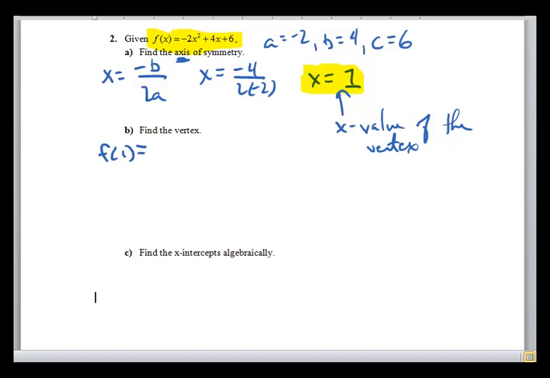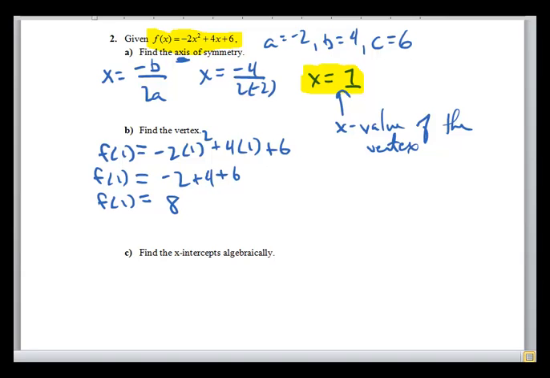So I'm going to do f of 1, and that's going to give me negative 2 times 1 squared plus 4 times 1 plus 6. And this is going to be negative 2 plus 4 plus 6, which is going to be 8. So f of 1 equals 8, meaning the vertex is just the point 1, 8. So that's your vertex. And really, this function notation, f of 1 equals 8, is just another way of writing an ordered pair, right? Where this is the x and this is the y.